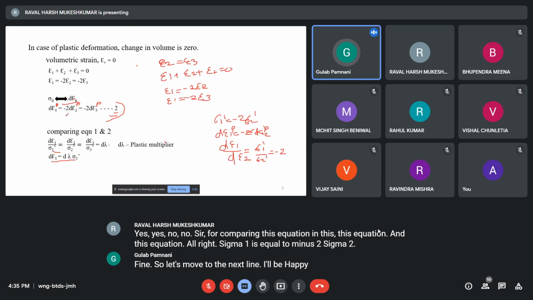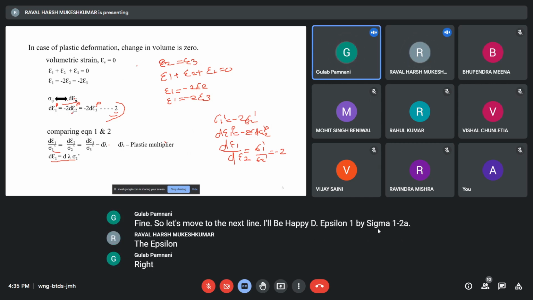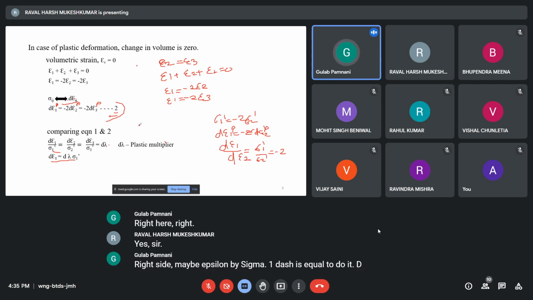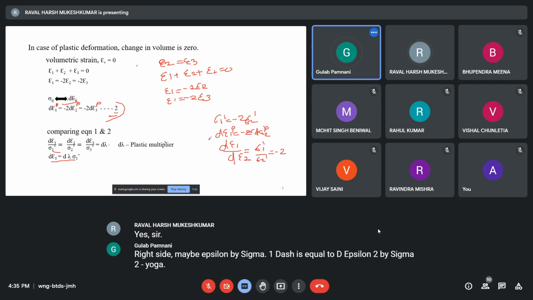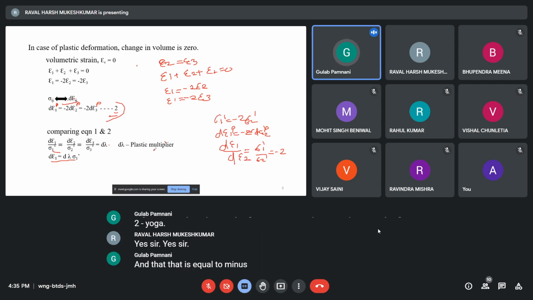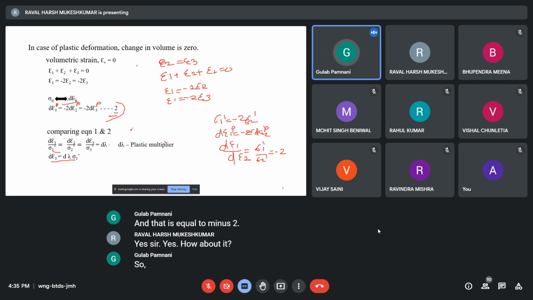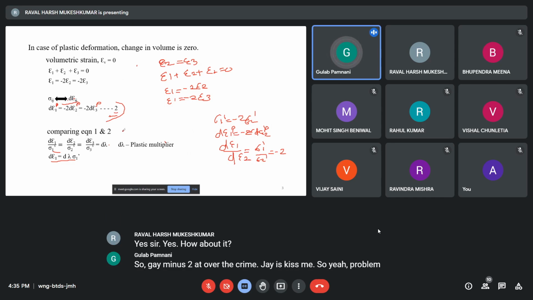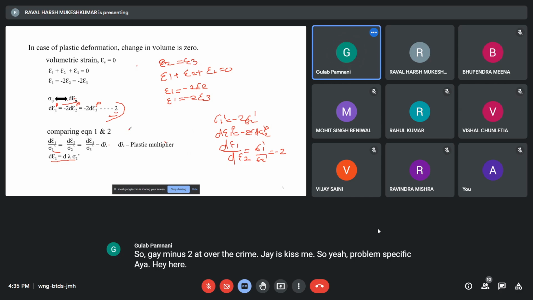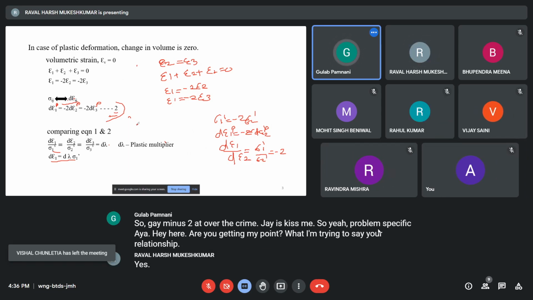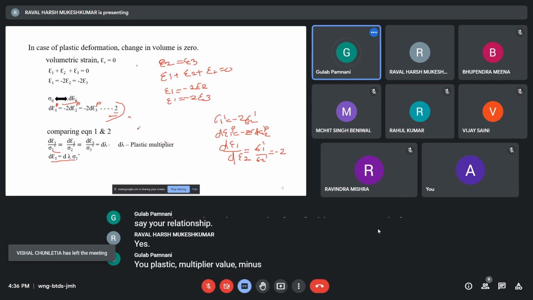अब यहाँ पे d epsilon 1 by sigma 1 dash कितना होगा? आपका जो राइट साइड में d epsilon 1 by sigma 1 dash is equal to d epsilon 2 by sigma 2 dash होगा? Yes sir. And that is equal to minus 2? Yes sir, हाँ, got it. तो ये minus 2 आता हुआ दिख रहा है मुझे इस केस में। So ये प्रॉब्लम स्पेसिफिक आया है कि ये कैसा है, मतलब वो मेरा एक क्वेश्चन है। Are you getting my point, what I am trying to say? जो रिलेशन आपने लिखा है उससे मेरे को d lambda की वैल्यू, प्लास्टिक मल्टीप्लायर की वैल्यू, minus 2 दिख रही है। Yes sir.